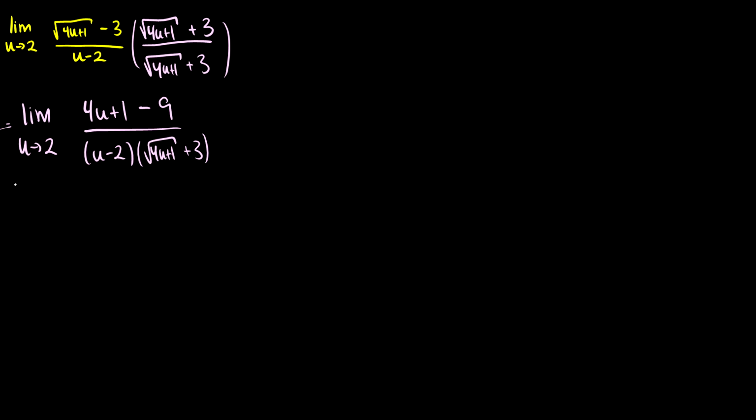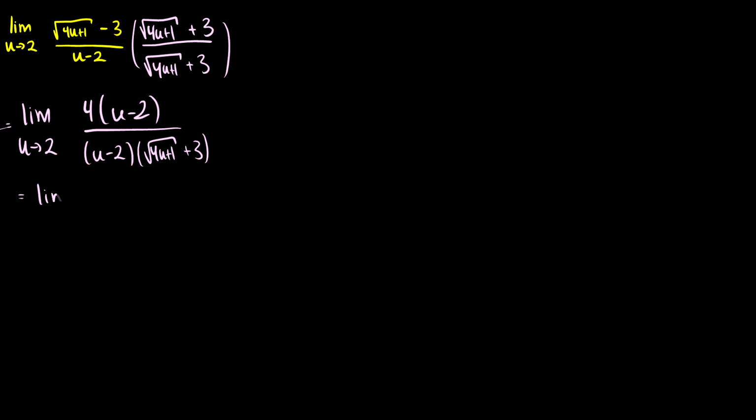Okay. So we can do some simplification up top, so let's actually do that in the previous step. So plus 1 minus 9, that's the same thing as 4u minus 8. And what I'll do too is I'll also factor out a 4 here. So we're going to take a 4 from 4u and a 4 from negative 8, and then we'll be left with 4 times u minus 2. Now what we can do is we can cancel out the u minus 2s on the top and bottom.